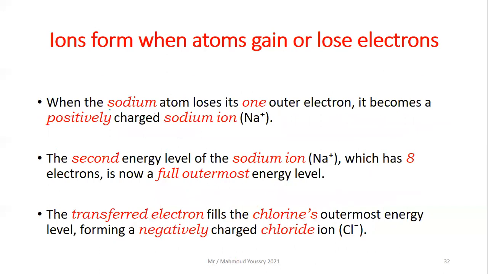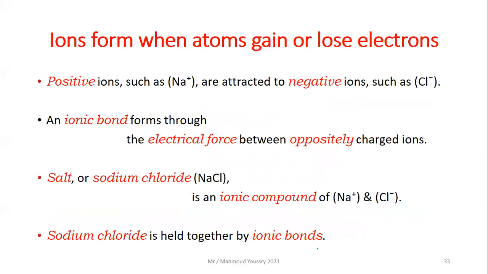When the sodium atom loses its 1 outer electron, it becomes a positively charged sodium ion. The second energy level of the sodium ion is now complete with 8 electrons. It's a full outermost energy level. So where does the transferred electron go? The transferred electron fills the chlorine's outermost energy level, forming a negatively charged chloride ion.